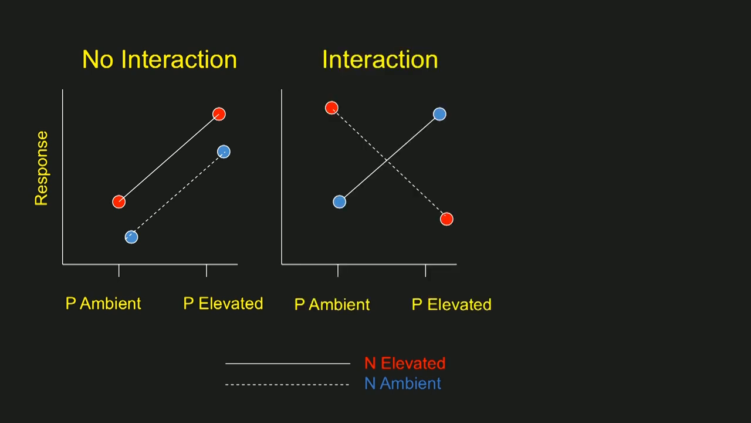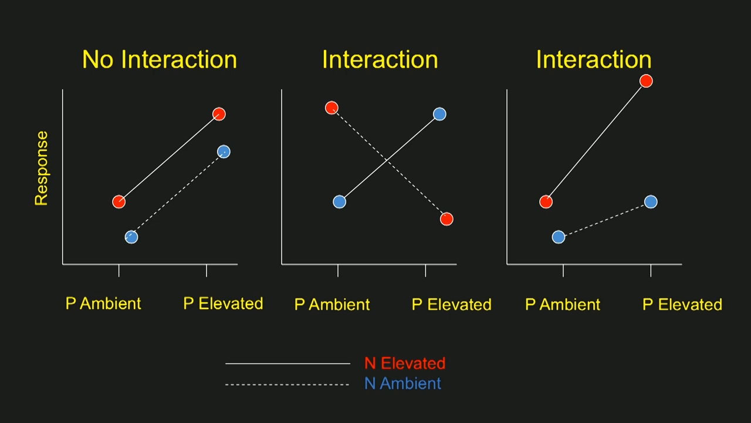This is not the case in the second example. Enriching phosphorus at the same time as enriching nitrogen gives the same response as no enrichment of either. But the addition of either, but not both, nutrients has a positive effect. The factors are interactive. Note that the lines are not parallel.